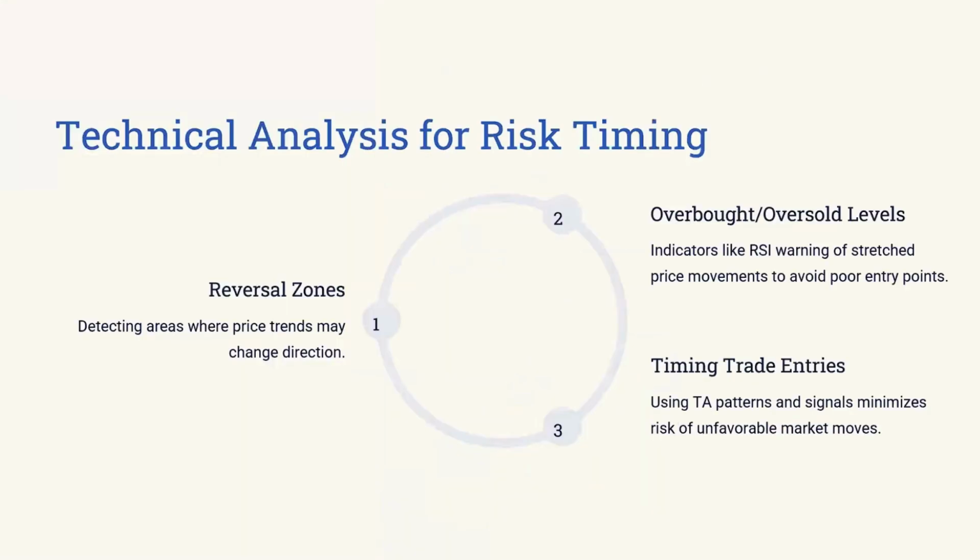Next one, technical analysis for risk timing. First one, reversal zones. Technical analysis helps to detect areas where a price trend might be about to change direction, or reverse. Identifying these zones can help traders exit losing positions. Second, overbought levels. Indicators like the relative strength index, RSI, help signal when an asset price has risen too much, overbought, or fallen too much, oversold. These warnings help investors avoid poor entry points, such as buying at a peak or selling at a bottom.